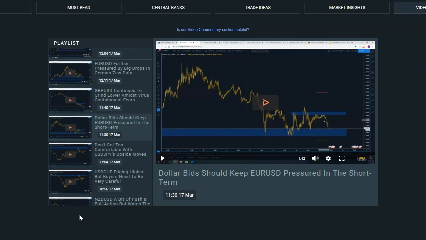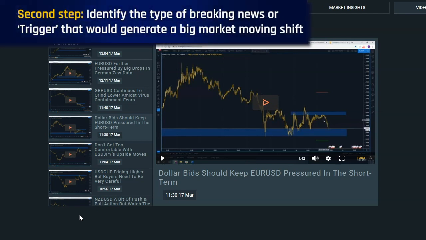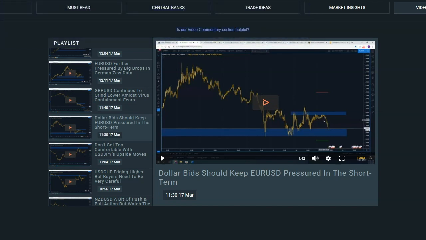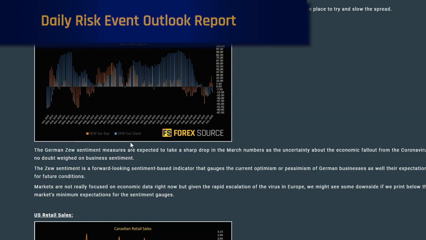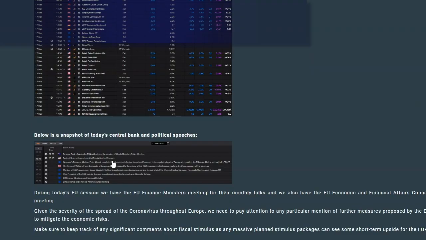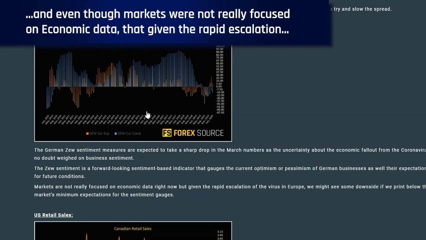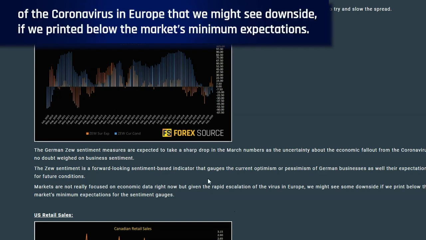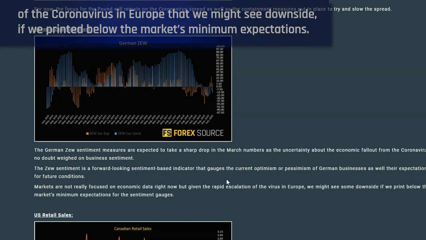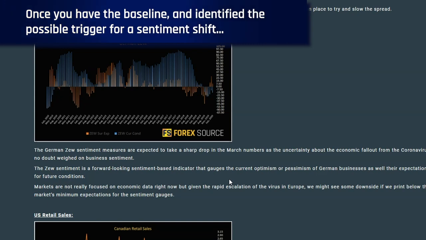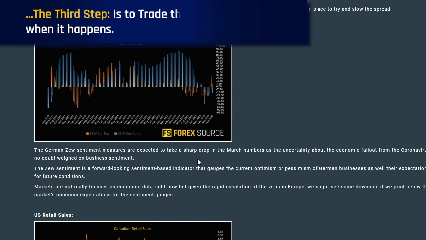Now, once the baseline was in place, the next step was to identify the type of breaking news that would generate the biggest market moving shift. So for this, we can head back to the terminal and open up our daily risk event outlook report on the 17th of March. There we can see that we highlighted that we were waiting for the latest German ZEW data. And even though markets were not really focused on economic data at that time, given the rapid escalation of the coronavirus, we might see further downside in the euro if we printed below the market's minimum expectations. So now all that we needed was the next trigger, in other words, the sentiment shift that we were waiting for to actually take place.